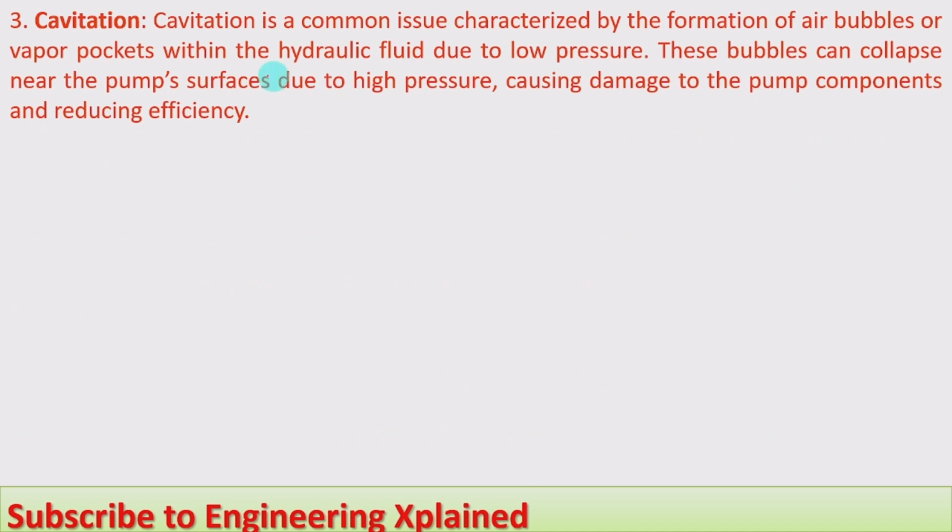The next, third one, is cavitation. Cavitation is a common issue characterized by the formation of air bubbles or vapor pockets within the hydraulic fluid due to low pressure. Wherever there is low pressure, the vapor of that fluid will be formed, and these bubbles can collapse near the pump surface due to high pressure.